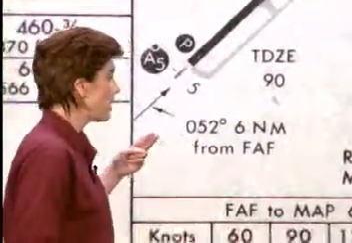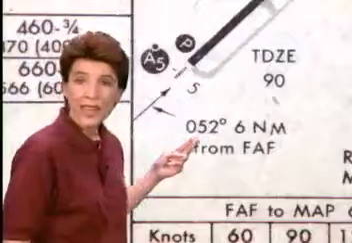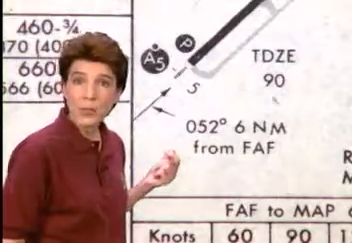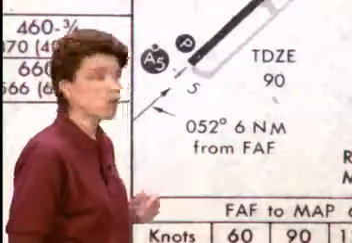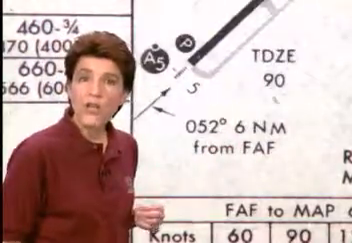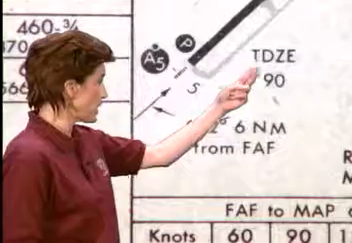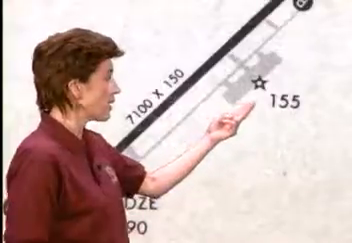That'll mean a right turn off the runway after landing. The note on the approach end of the runway tells you again the direction and distance from the final approach fix to the missed approach point, 052 degrees and 6 nautical miles. Notice also the touchdown zone elevation is 90 feet. And the rotating beacon actually is an obstruction at 155 feet of elevation.